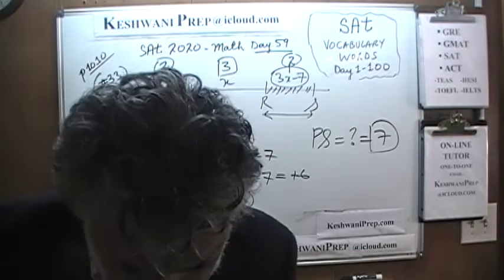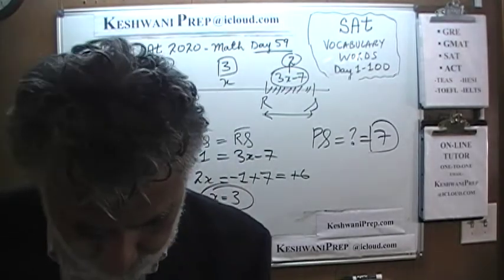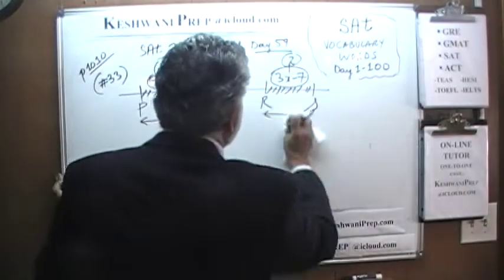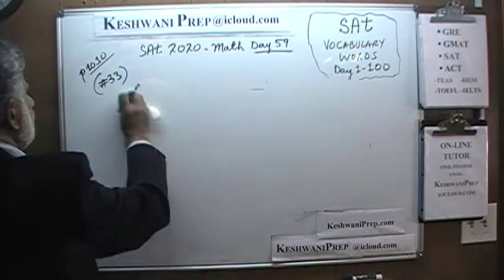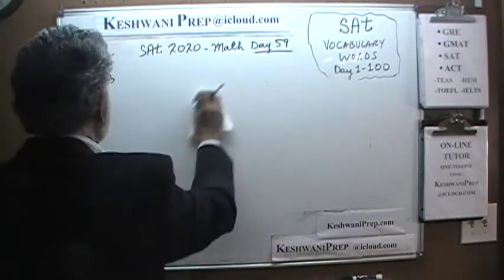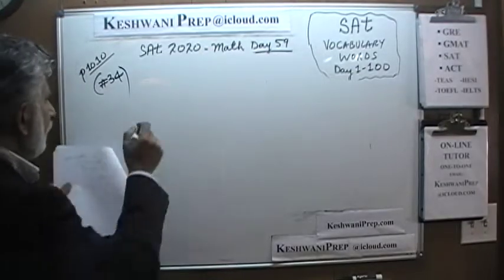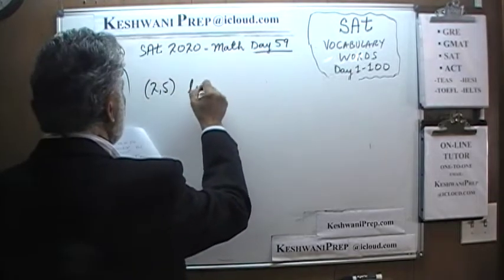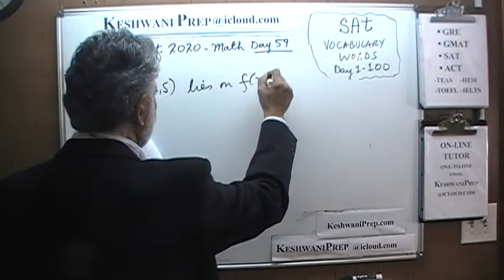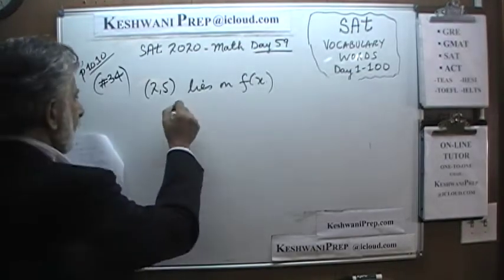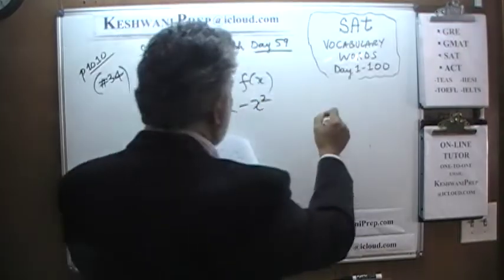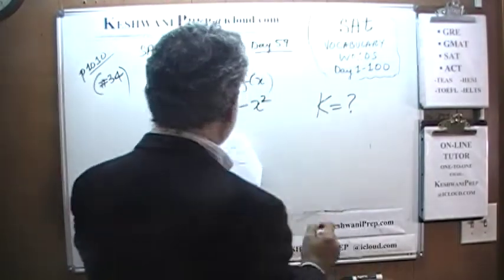Let's do 34, the very last problem on this page here. In 34, we are told that the point (2, 5) lies on this function f of x. We are further told that f of x is equal to k minus x squared. The question is, what's the value of k?